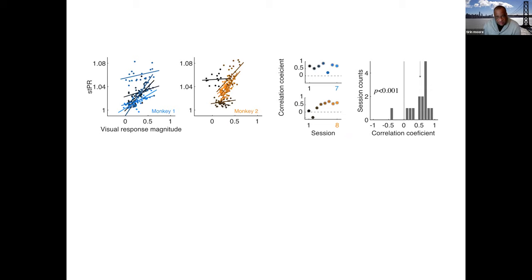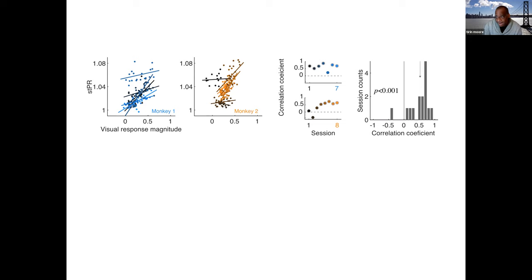So we did the same analysis in the current data. And as in the previous study, data in the current study showed population coupling was reliably, positively correlated with the magnitude of visually driven activity. This pattern was observed across experimental sessions and in both animals. So strong coupling, strong response magnitude, true in both animals.